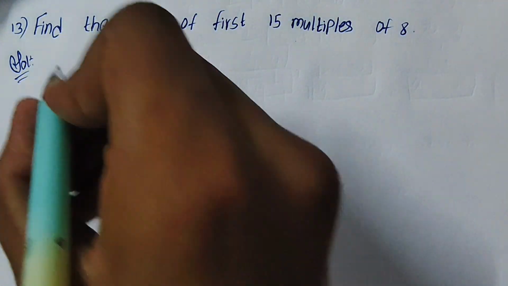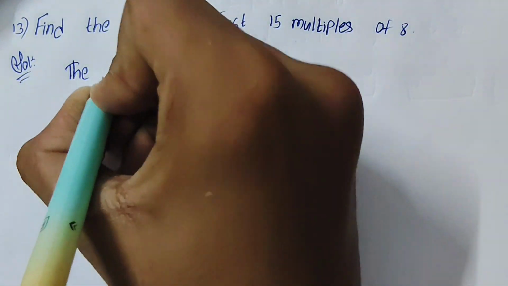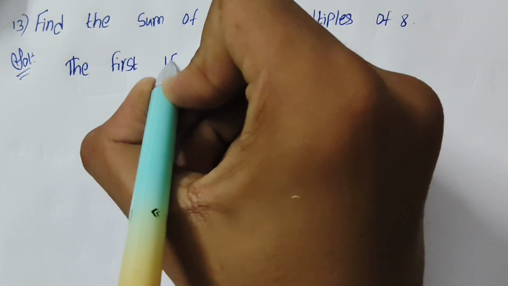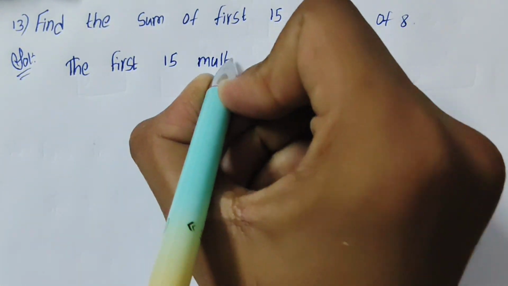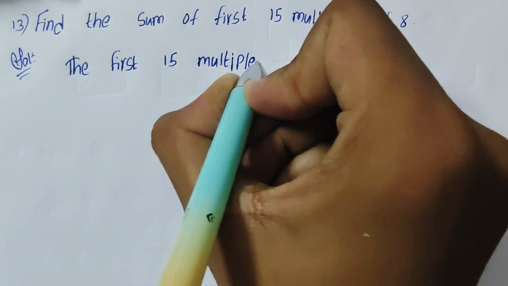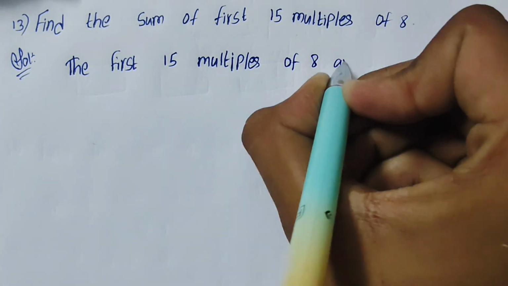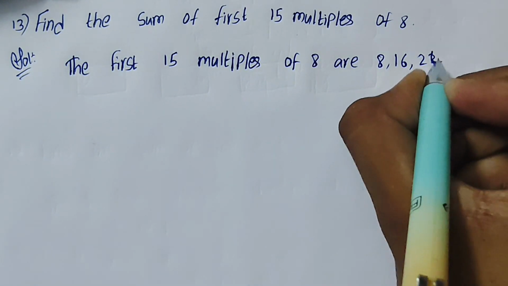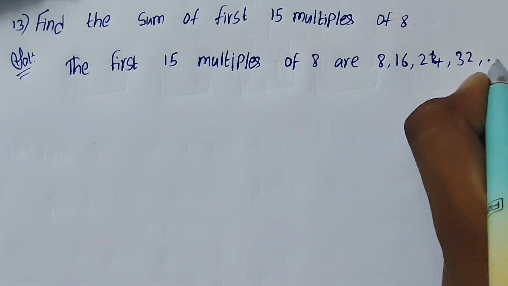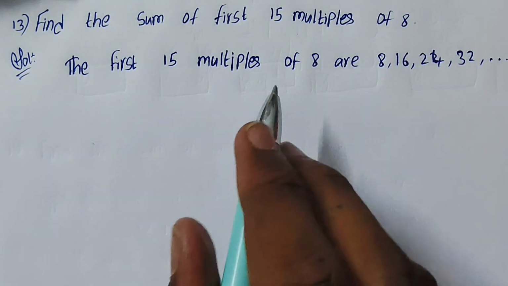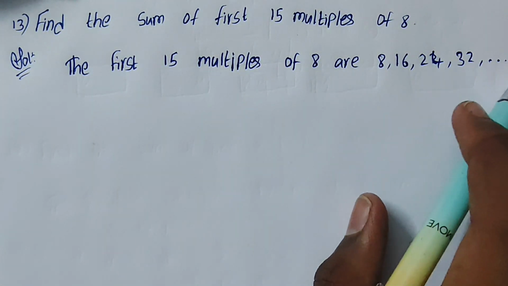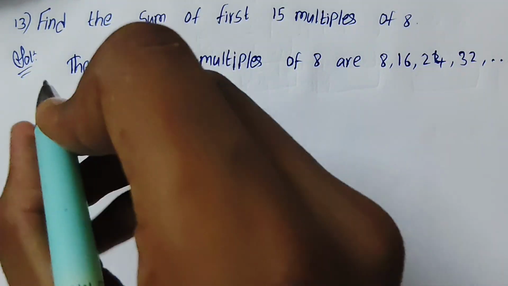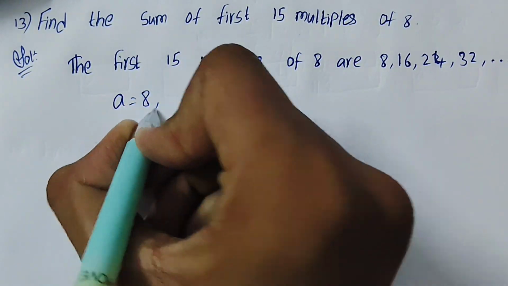So I am writing that the first 15 multiples of 8 are 8 ones are 8, 8 twos are 16, 8 threes are 24, 8 fours are 32 and so on. Let us think this is an AP. So I am taking the value of a is equal to 8.